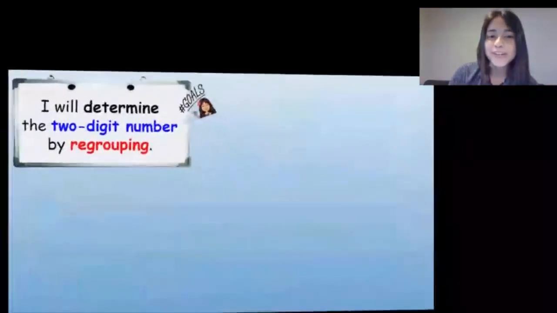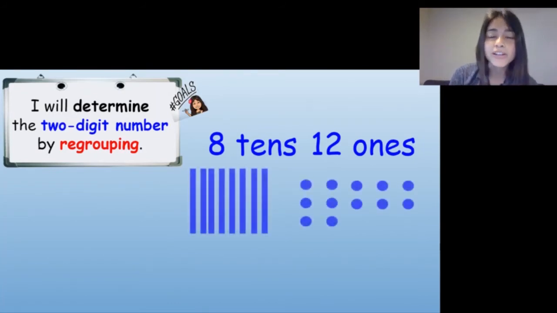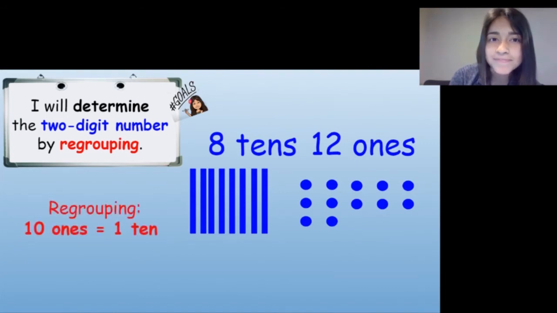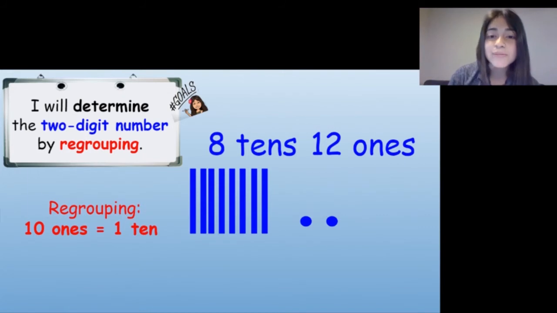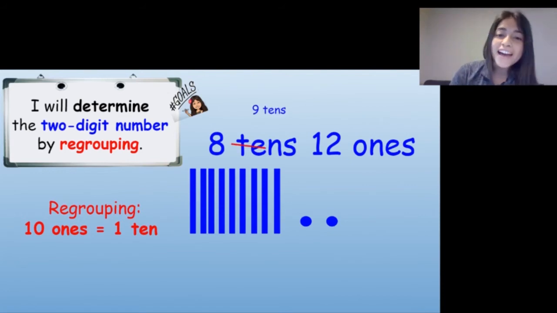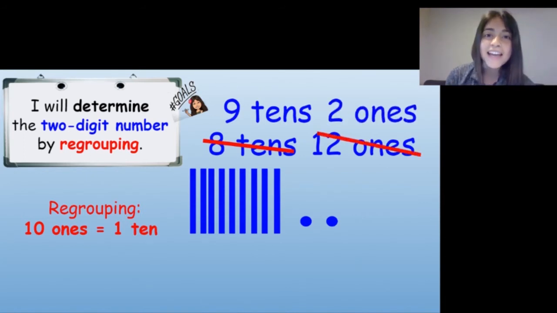Let's try one more. Here's my number, 8 10s and 12 ones. I'm going to draw what it looks like. Can you find those 10 ones again? Yep, there they are. I'm going to take them away, exchange them for 1 10, and now how many 10s do I have? Yeah, you're on a roll. I have 9 10s. How many ones do I have? I have 2 ones, and now we have to put that together.